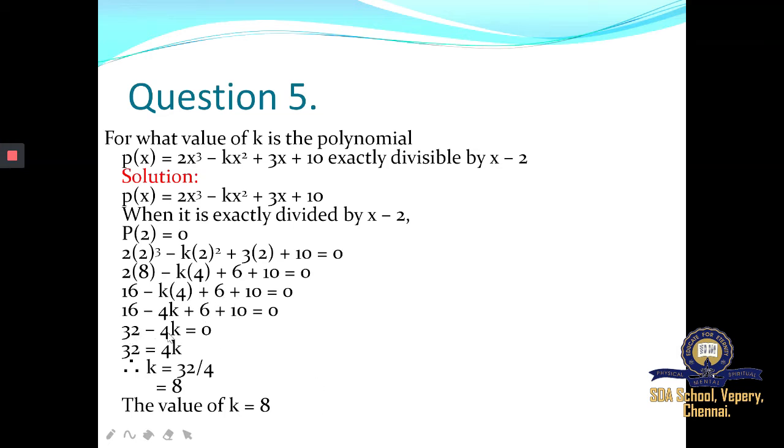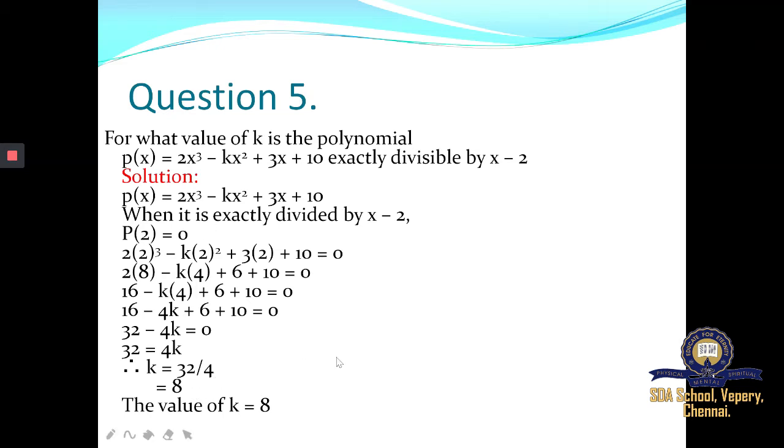I can take this minus 4k to the other side. It will become plus 4k. And then if I have to find the value of k, this 4 will come down. It will become 32 by 4, which will eventually give the answer as 8. Therefore, the value of k is 8.